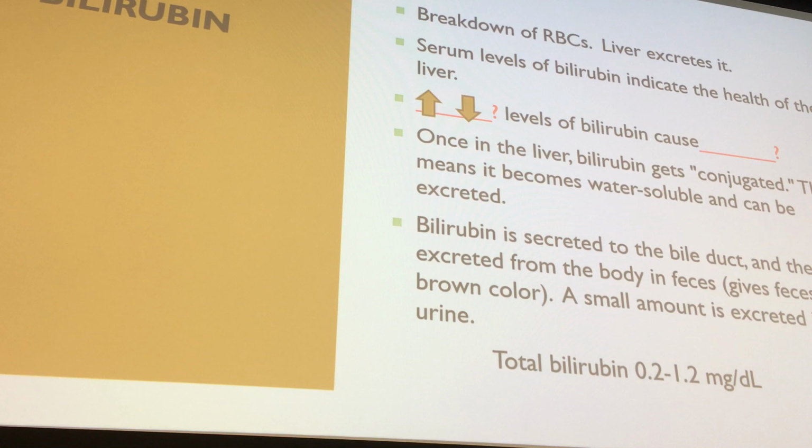There's your level right there for your bili, 0.2 to 1.2. As I said, I never remember my numbers, but the software at the hospitals will always have your normal values, so you don't have to worry about that, okay? The bili is secreted to the bile duct and then excreted from the body in feces. That's what gives it the brown color, okay? And we'll kind of go through some different colors of stool if there is some liver damage.